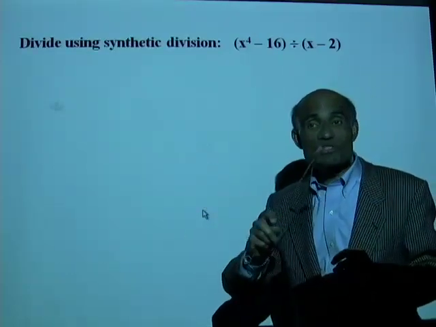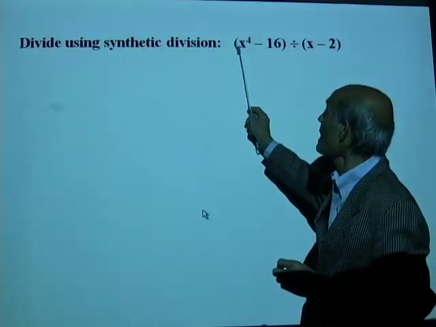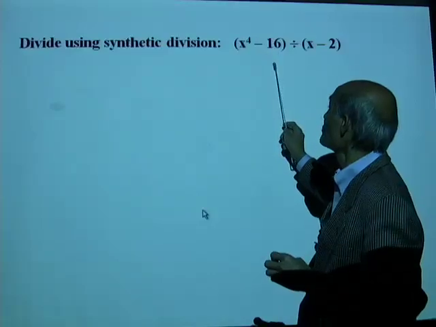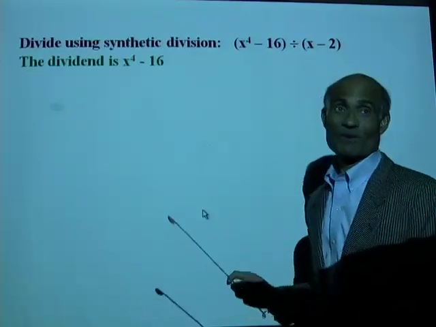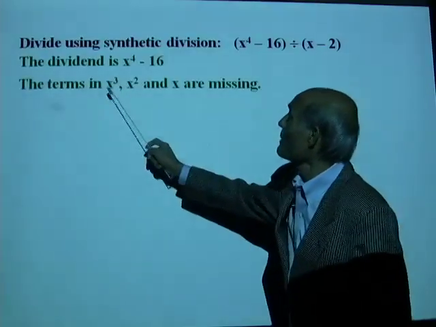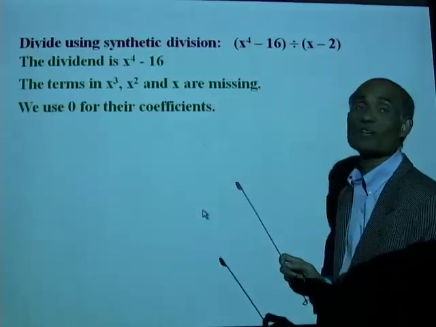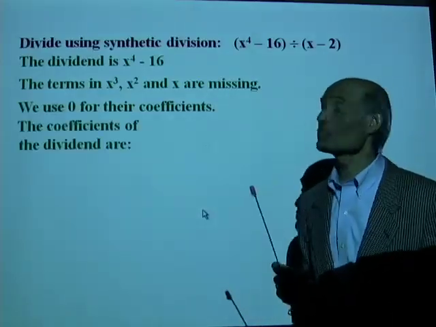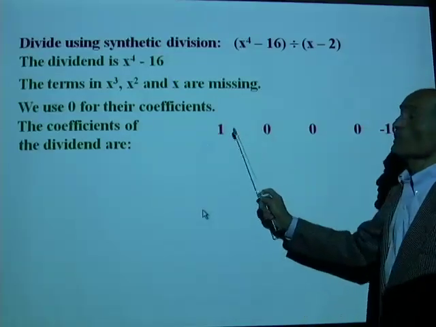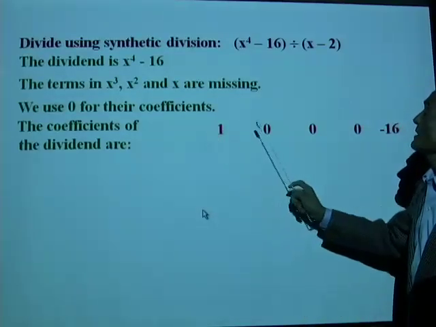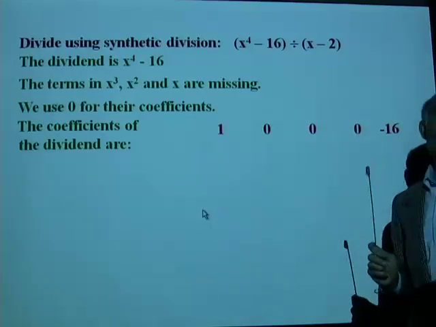So what are the numbers that are going to come on a horizontal line? It will be 1, 0, 0, 0, negative 6. All right. Now, the terms in x cubed, x squared, and x are missing. Therefore, we use zeros for the coefficients of those terms. And so, the coefficients are 1, 0, 0, 0, negative 16.